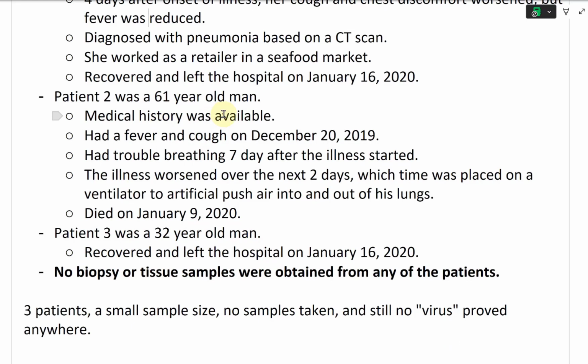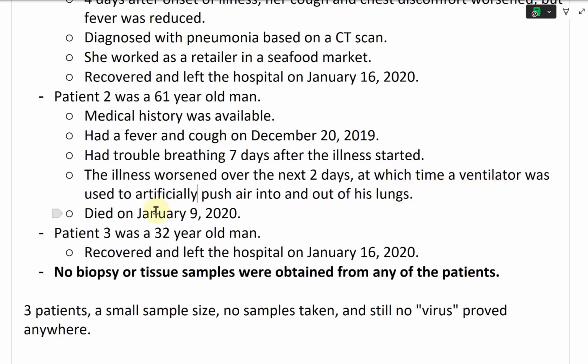Patient 2 was a 61-year-old man, medical history was available as well, and had a fever and cough on December 20th, 2019. Had trouble breathing 7 days after illness started. The illness worsened over the next 2 days, at which time a ventilator was used to artificially push air into and out of his lungs. And he died on January 9th, 2020. And patient 3 was a 32-year-old man and recovered and left the hospital on January 16th, 2020.